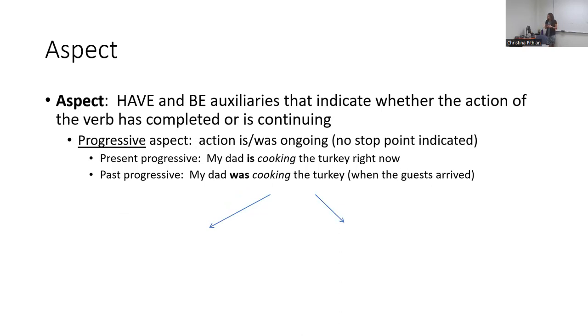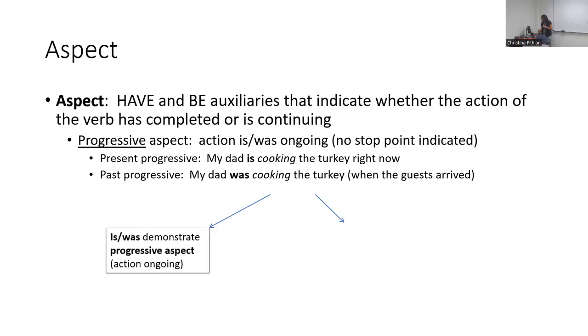But let's say I say, my dad is cooking the turkey right now. Now I have here, looks like the central verb here is cook, but I see this auxiliary verb is, and that's a form of be. Be is a highly irregular verb, but we just all know that that's a form of be, and we have to memorize that. I can also say my dad was cooking the turkey when the guests arrived. Now, once again, in each of these examples, is or was demonstrate what we call progressive aspect. Progressive aspect means that the action is ongoing.